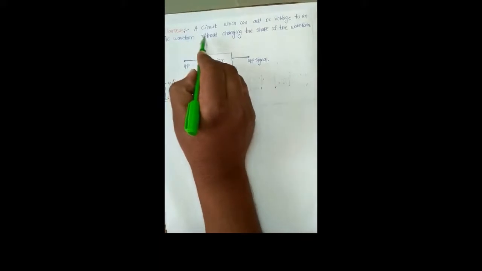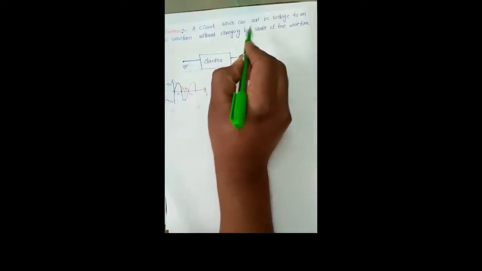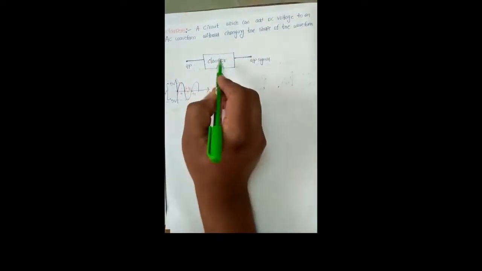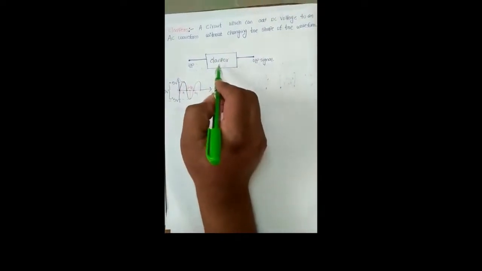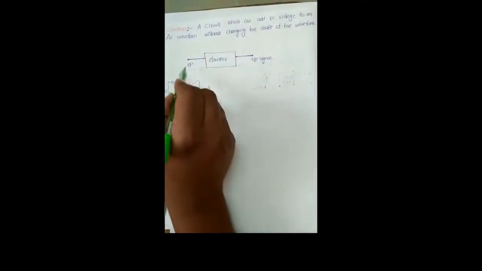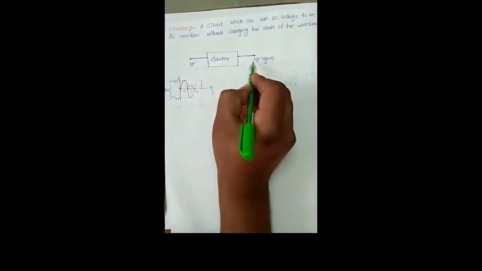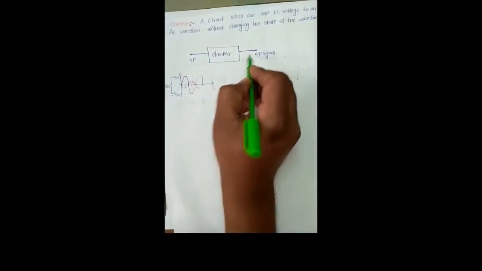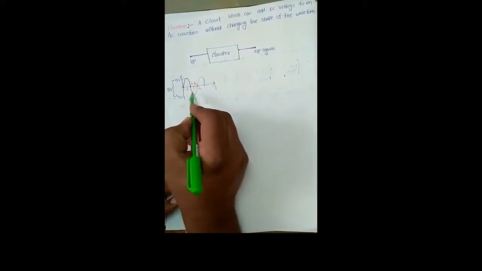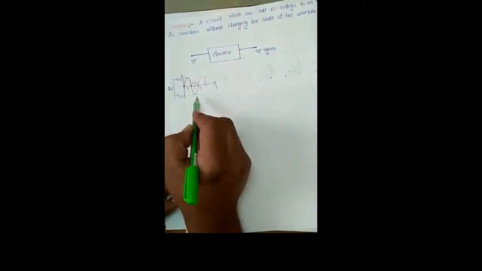A clamper is a circuit which can add DC voltage to an AC waveform without changing the shape of the waveform. Here we consider the clamper block diagram. For example, here we give the input signal and here we get the output signal. For example, a sinusoidal signal is given to the input of this clamper circuit.